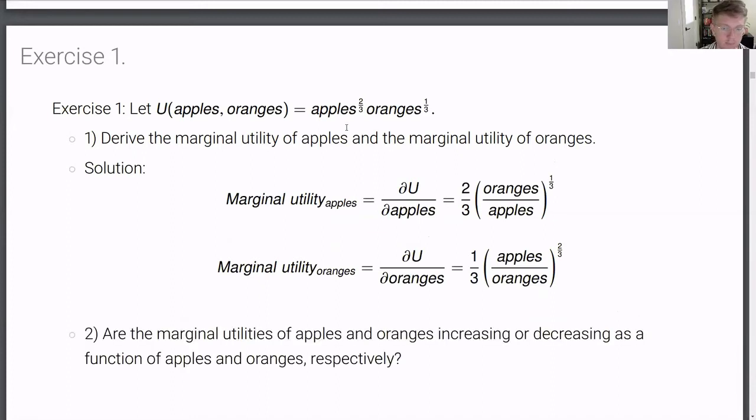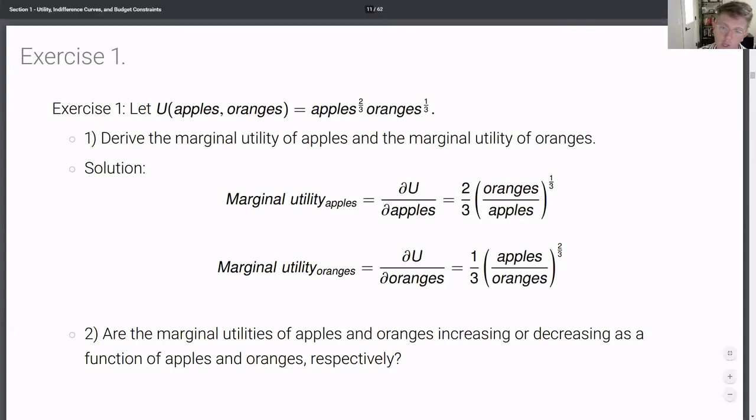And so that's what I wrote. Question part 2 asks whether or not the marginal utilities of apples and oranges are increasing as a function of apples and oranges respectively. Well, for the marginal utility of apples, we can note that apples is in the denominator of the marginal utility of apples. And so if we increase apples, that means that the marginal utility of apples is going to decrease. So the more apples we eat, the less we like every additional apple.